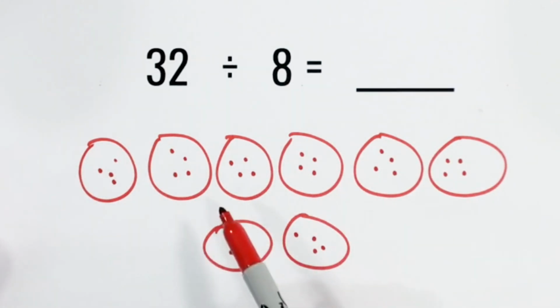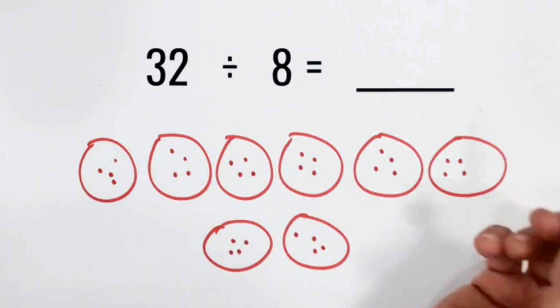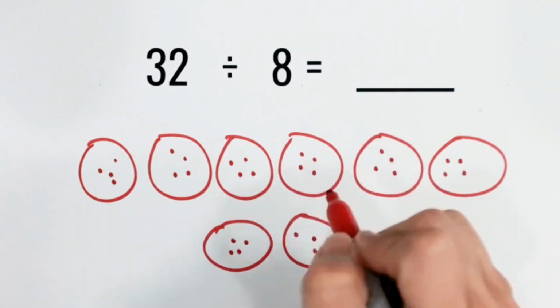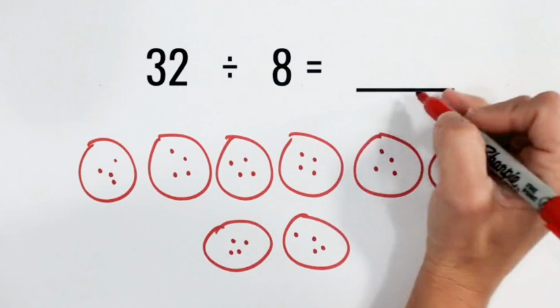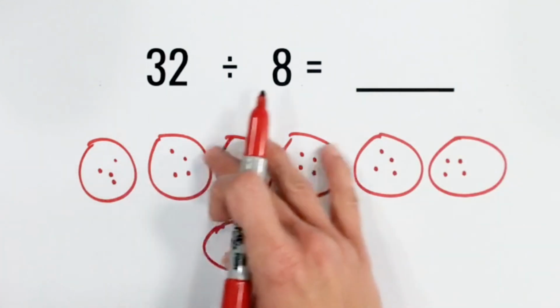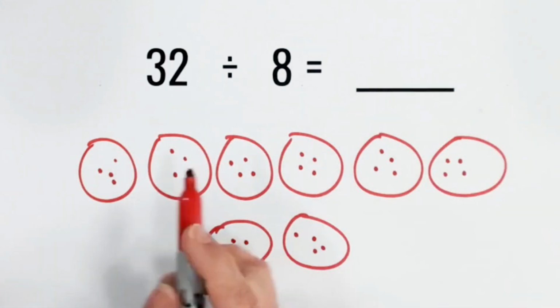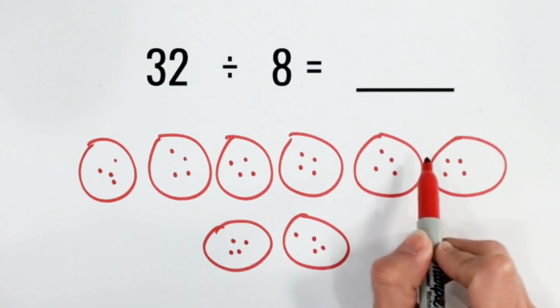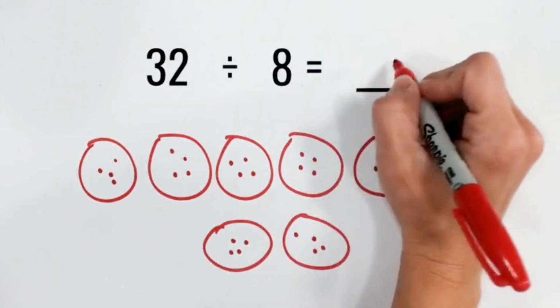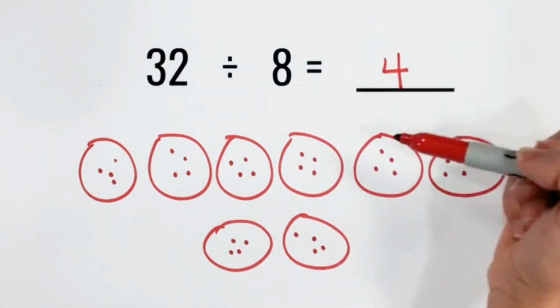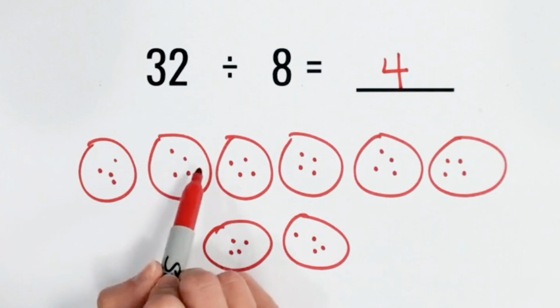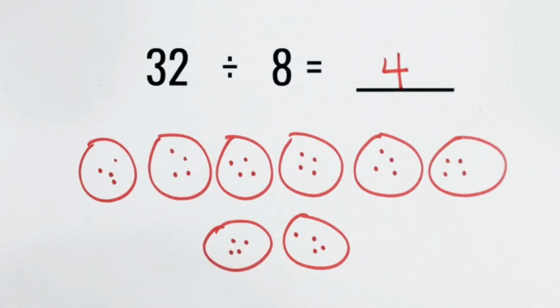So now we can see that all of our groups have the same number of dots in it. So that becomes our quotient. So if I'm splitting 32 equally between 8 equal groups, then I'm going to have a quotient of 4. And I know that because each one of my circles has 4 dots in it.